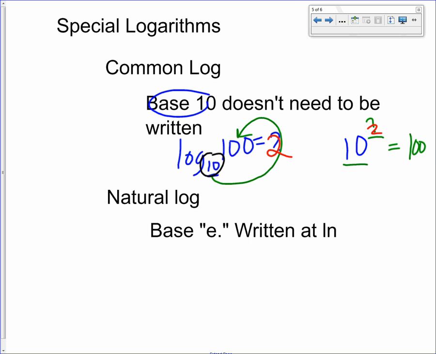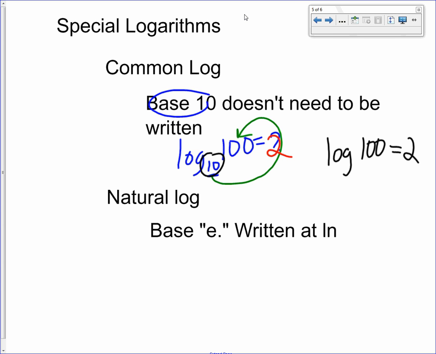This base of 10 is so common that you don't even have to write it. You can just write log 100. And we'll just assume that it's a base 10, so this will equal 2. So if you don't see a base, you get to assume that it's base 10.